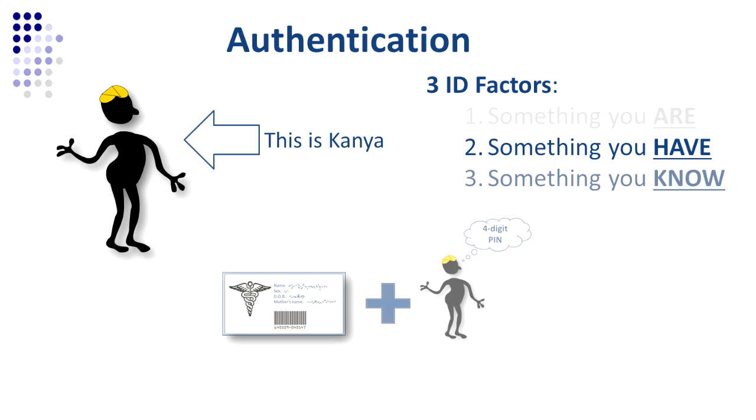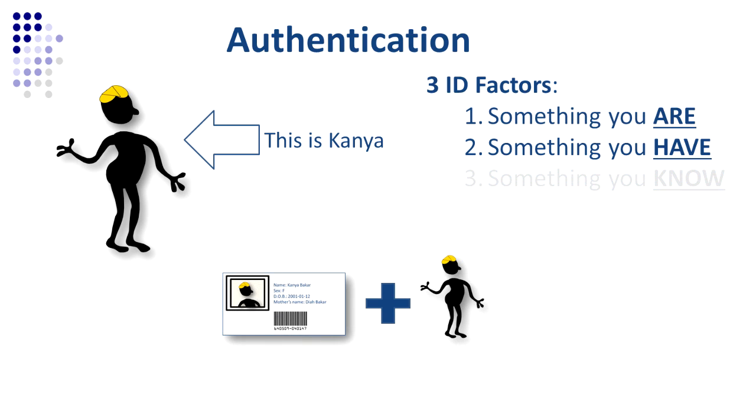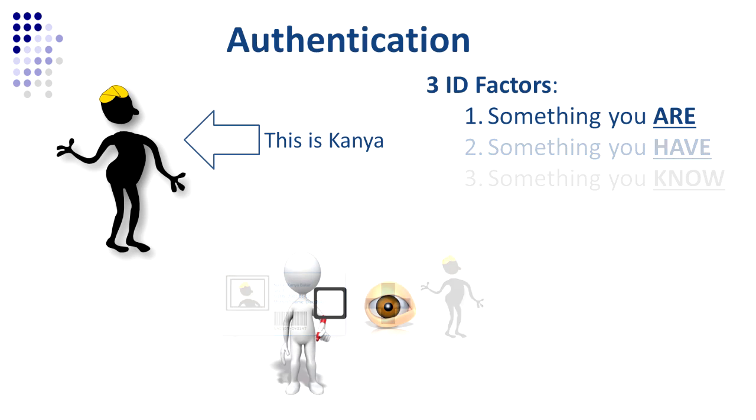A very common deterrent to impersonation is to require two-factor authentication. A person who has Kanya's ID card and who knows Kanya's PIN is probably Kanya. Similarly, a person who has Kanya's picture ID card and who looks like the girl in the picture is probably Kanya. The advantage of two-factor authentication is that it can take simple and inexpensive ID factors and leverage them together to strongly authenticate an individual.